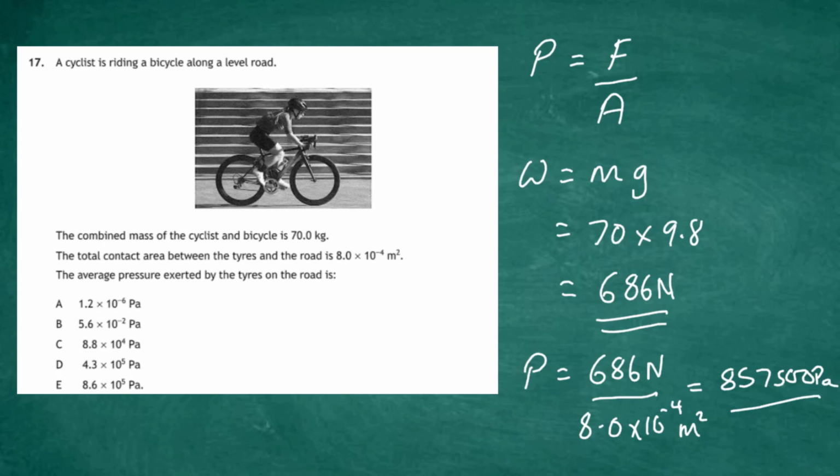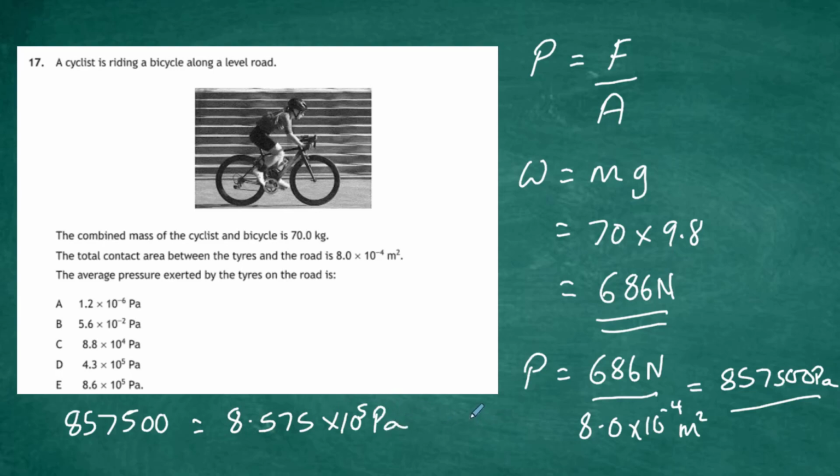Now 857,500 is not appearing in that particular list of answers there, which means the answer must be in standard form. So if we put 857,500 into standard form, that's equal to 8.575 times 10 to the power 5 pascals.